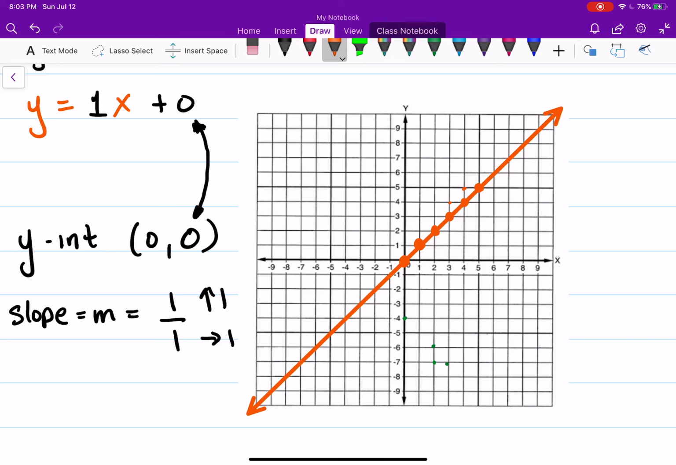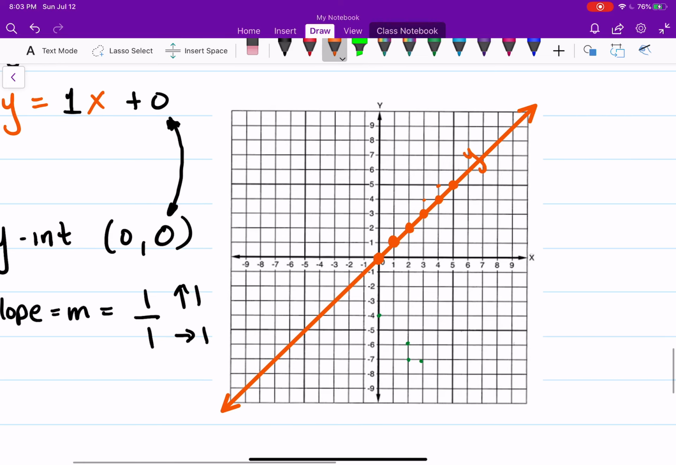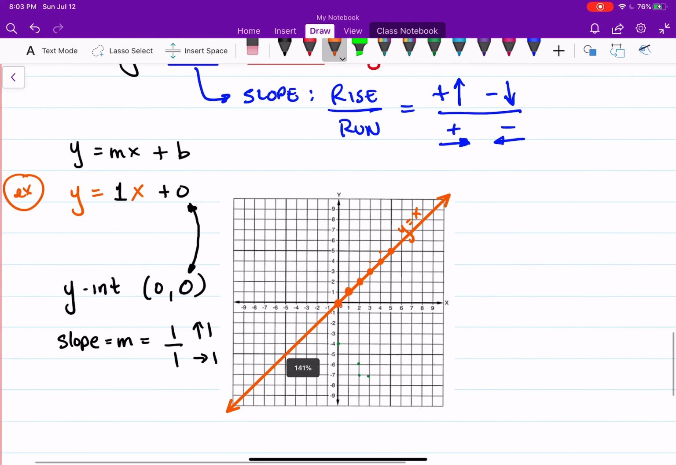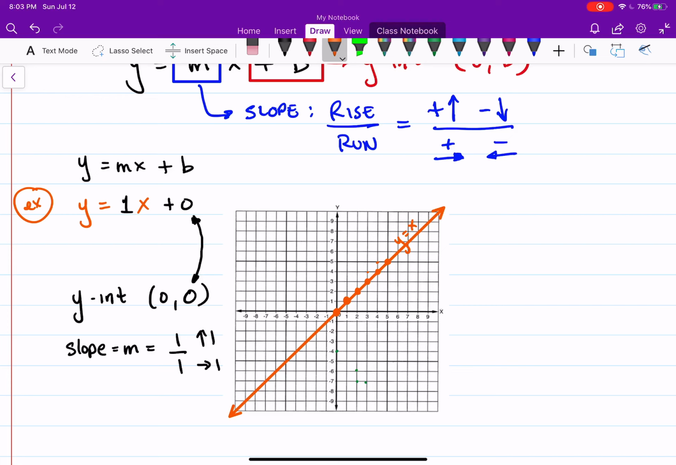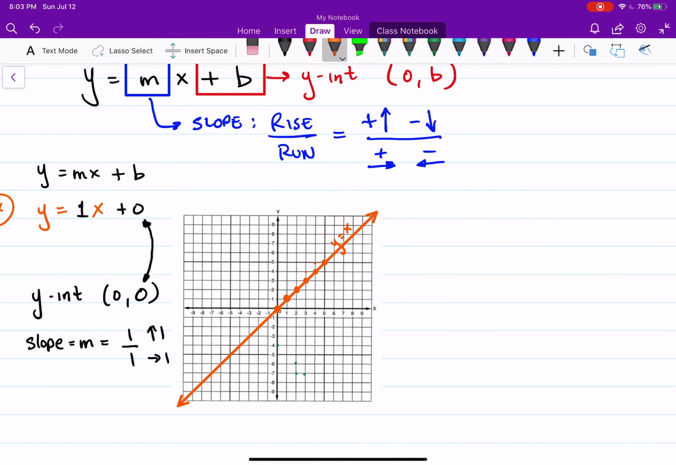Okay, so there is my line, y equals x. Okay. So let's do one that is not using the origin as my y-intercept. What if it's different, right? Okay, so let's do another example. Let's say this example here.